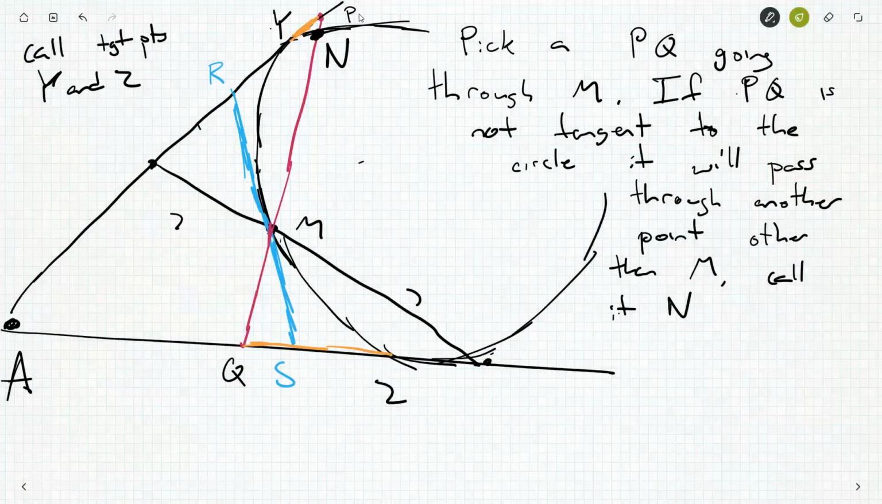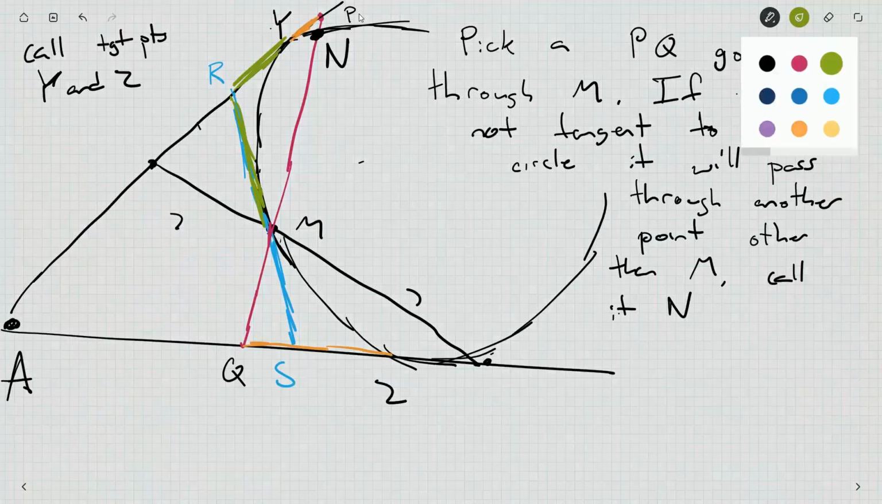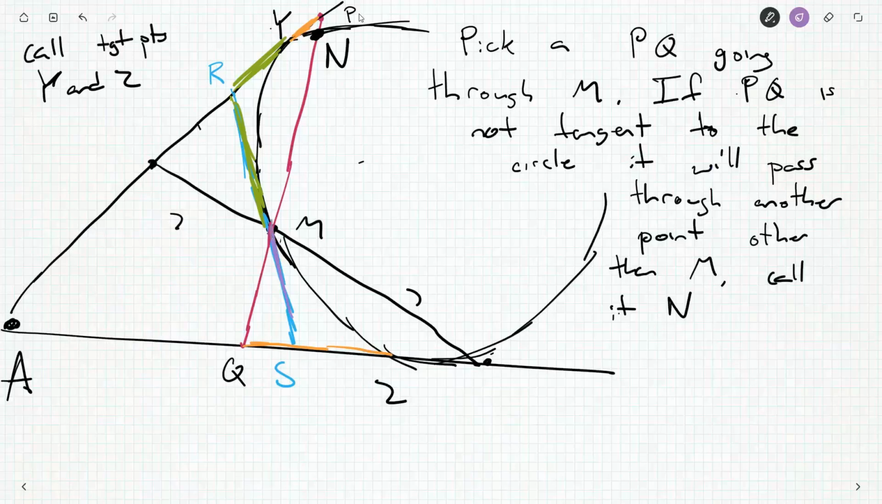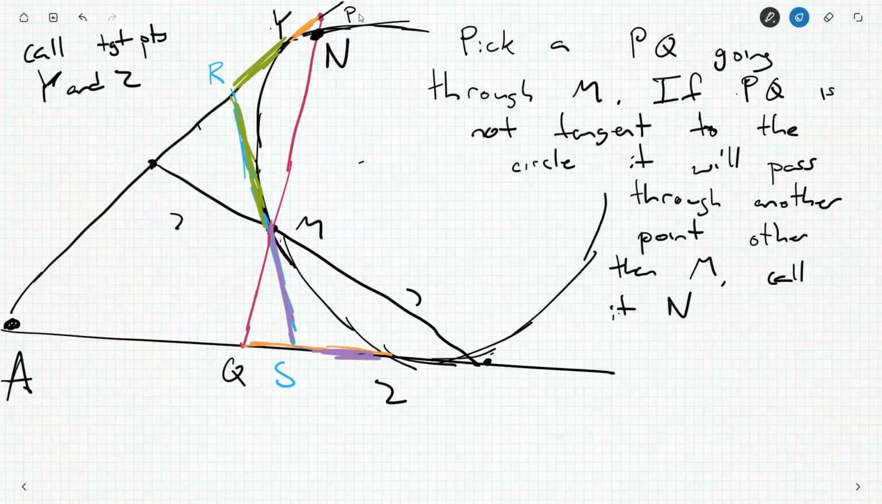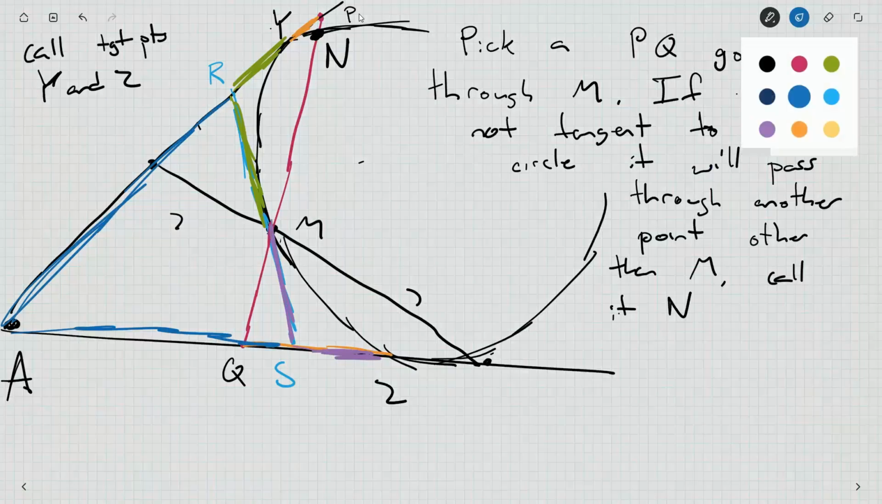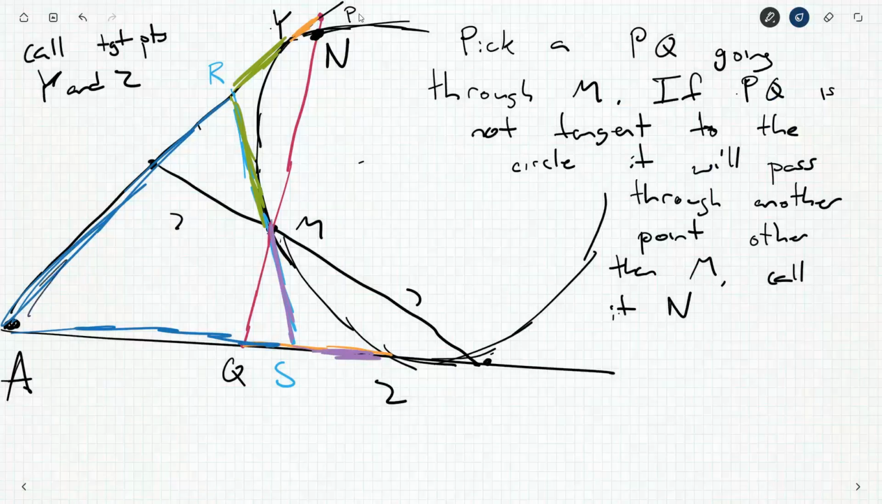Let's just color code the heck out of this. Now, those two green lengths are supposed to be the same. I know they don't look it. These two purple lengths here are supposed to be the same. I know they don't look it. And then actually, these two blue lengths aren't the same, so let's pick a different blue. There we go.